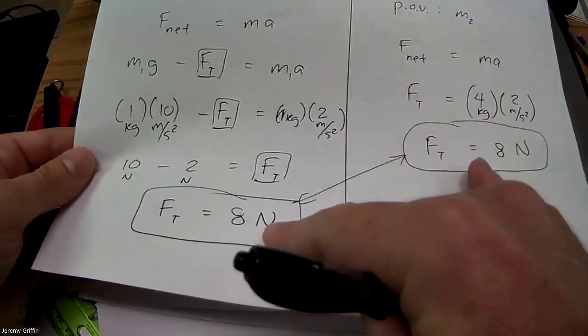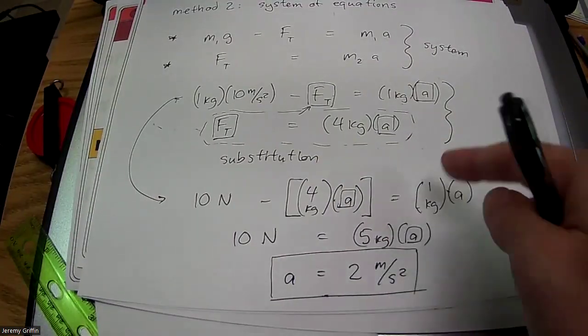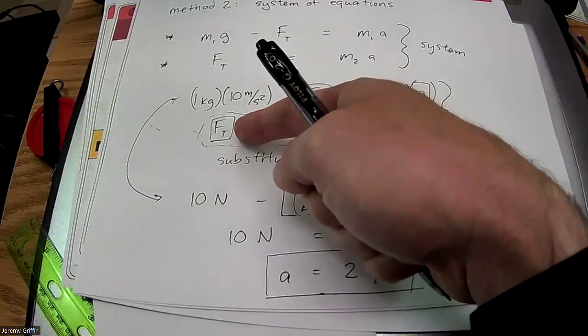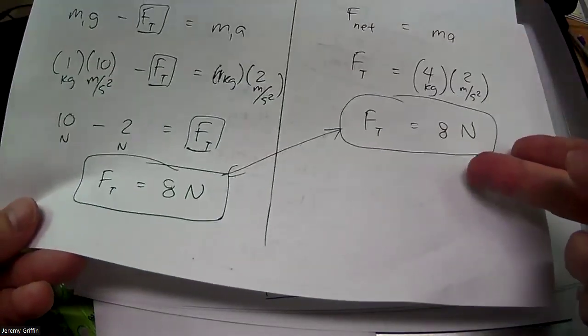But that's basically what we did just right here to get the tension. And you could, again, pick either block. Okay? So this 2 meters per second squared times this 4 kilograms gives you 8 newtons tension, which is the same thing we got before. So it's the same thing.